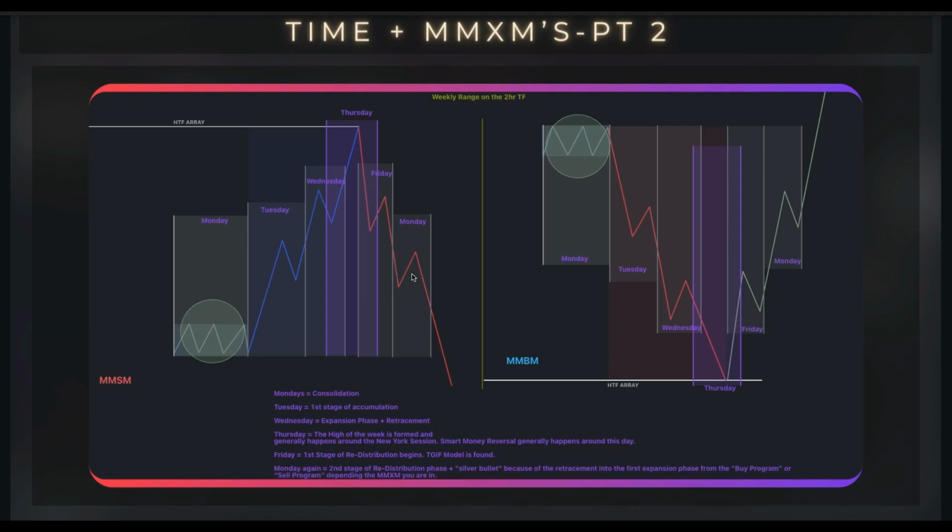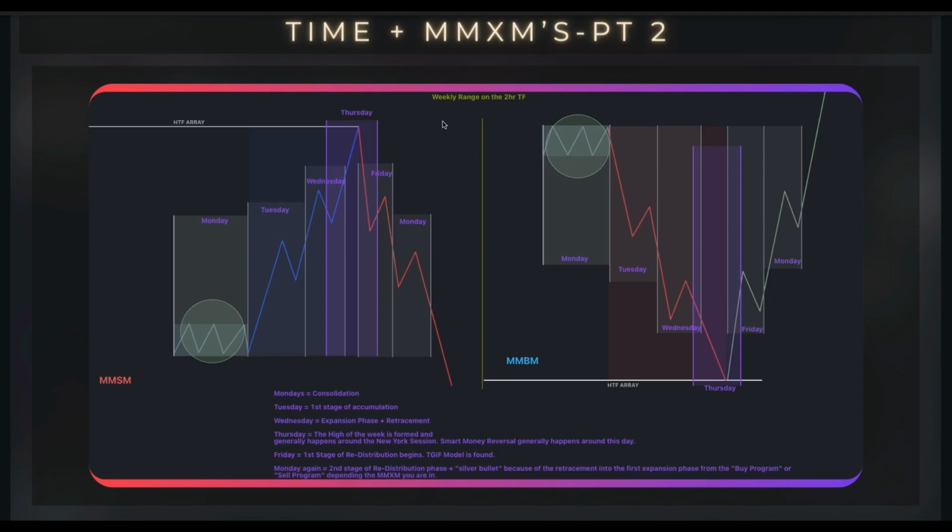And then Monday, you can look at the second stage of redistribution, and your silver bullet could also show up. And let's just say it does show up. It's a high probability trade because it ends on a Monday on the second stage of redistribution. Next is because of the retracement into the first expansion phase from the buy program or sell program, depending on the market maker you are in.